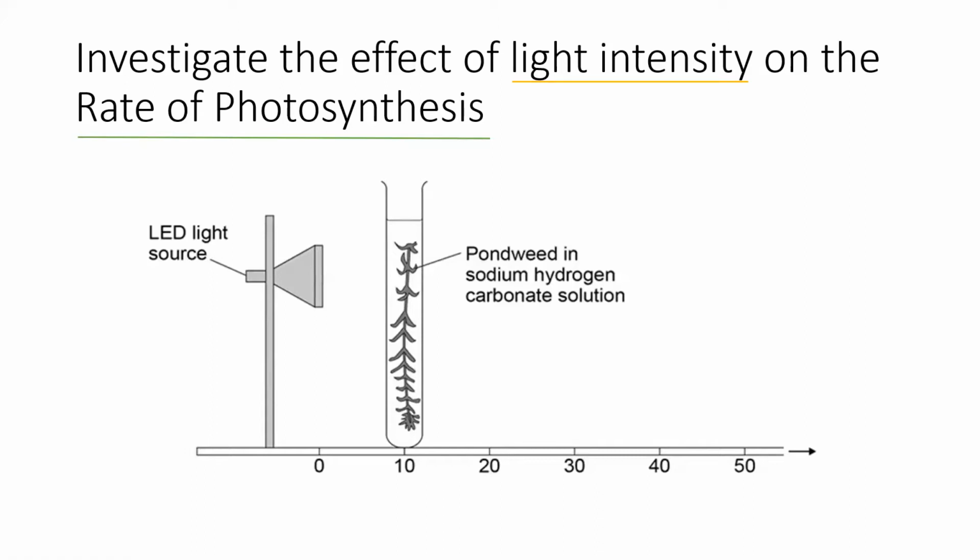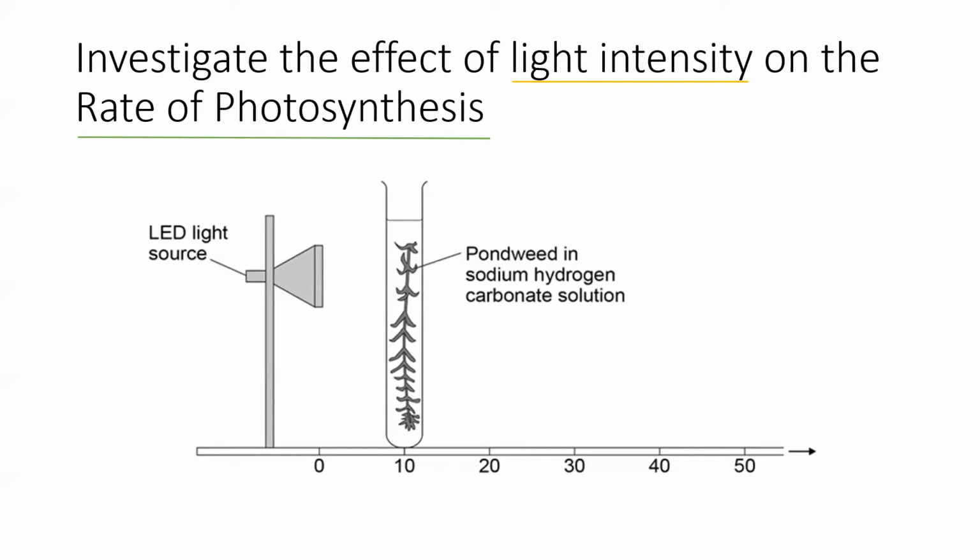Then you want to use the diagram, annotate it. Regarding light intensity, well, they've given you a light source. So off the light source, I would write light intensity. For the rate of photosynthesis, you obviously need a plant, and they've provided you with pondweed in sodium hydrogen carbonate solution, and that's inside a boiling tube. So I'd annotate boiling tube. The sodium hydrogen carbonate solution is what's providing carbon dioxide. So again, you can annotate that.